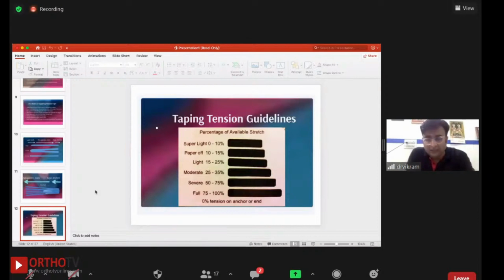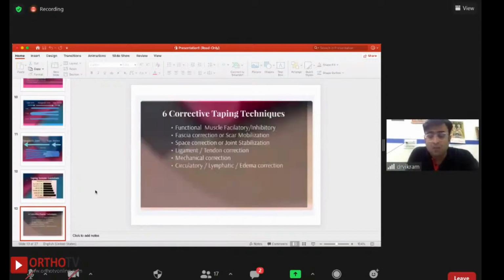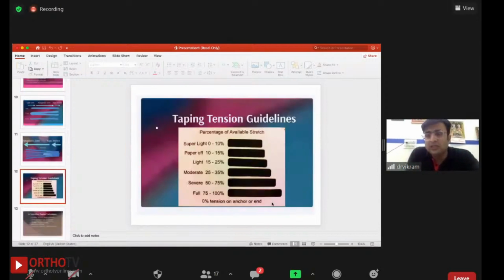Percentage of available stretch. When we are doing super light, it is 0 to 10%. Paper off is 10 to 15%. Light is 15 to 25%. And full, 75 to 100%, is when we are doing any joint stabilization. But one more thing: there should be zero tension on the anchor or the end.